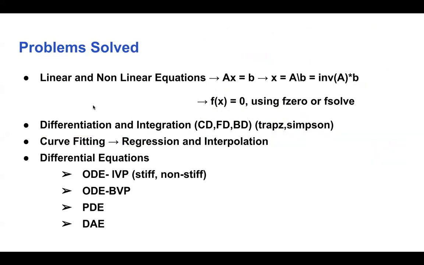Next is the curve fitting category. In curve fitting, there were two things. One is regression and interpolation. Regression is basically you're trying to find a function which satisfies all your x values. So it will be in the form of y is equal to f of x. Try to find this function. That's what we did for regression, to find the model. Okay, so this was what was done by regression.